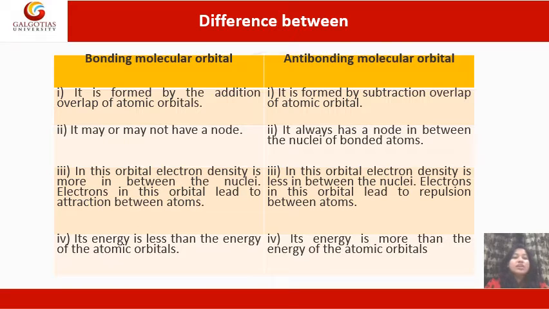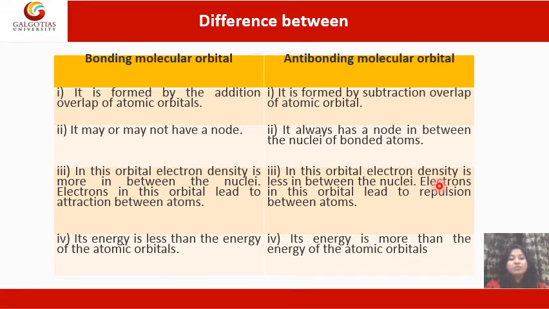Now, let us discuss the difference between bonding and anti-bonding molecular orbital. Bonding molecular orbital is formed by the addition overlap of atomic orbitals, whereas anti-bonding molecular orbital is formed by the subtraction overlap of atomic orbitals. Bonding molecular orbitals may or may not have a node, whereas anti-bonding molecular orbital has a node in between the nuclei of bonded atoms. In bonding molecular orbitals, the electron density is more in between the nuclei, meaning electrons in this orbital lead to attraction between them. Whereas in anti-bonding molecular orbitals, electron density is less in between the nuclei, meaning electrons in this orbital lead to repulsion between the atoms.